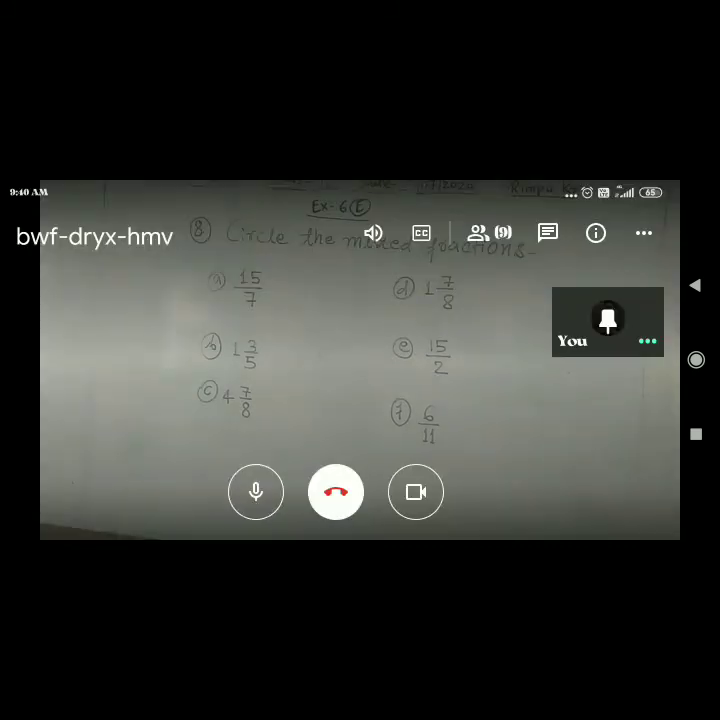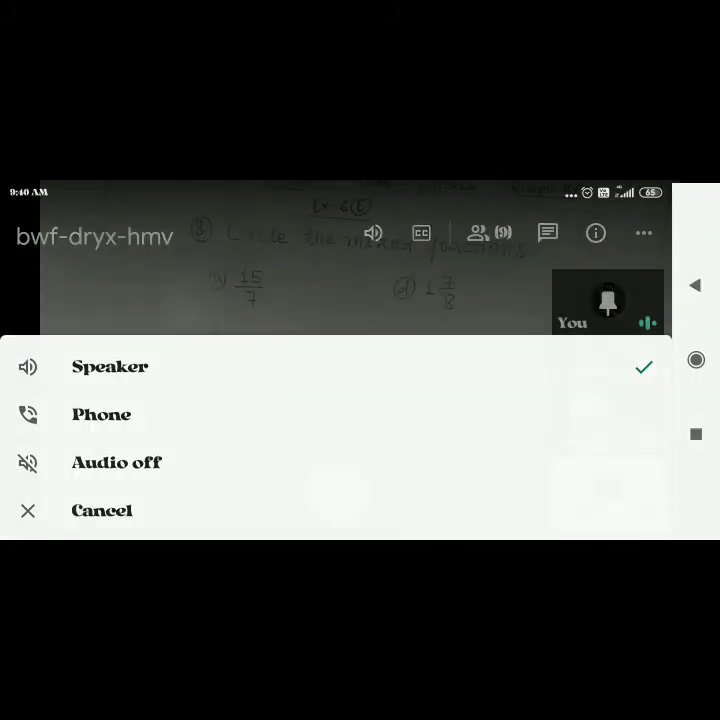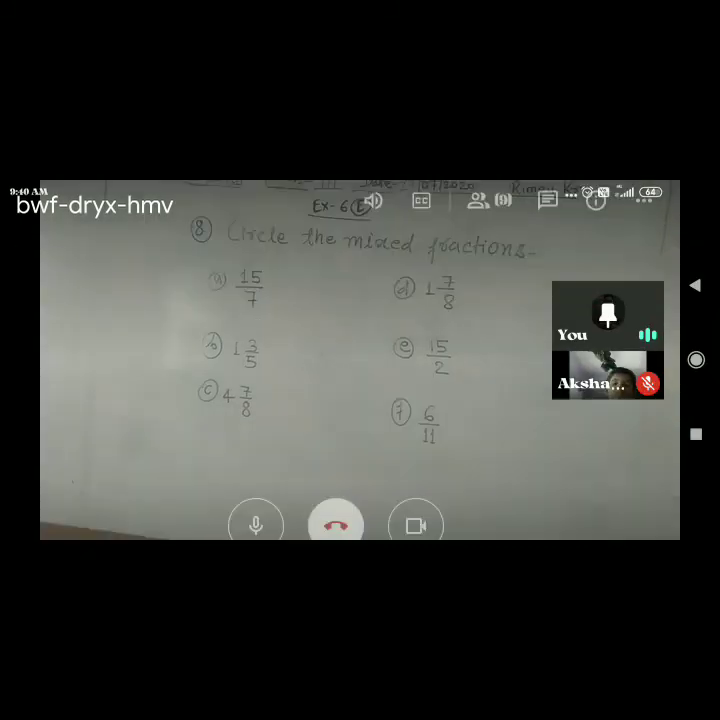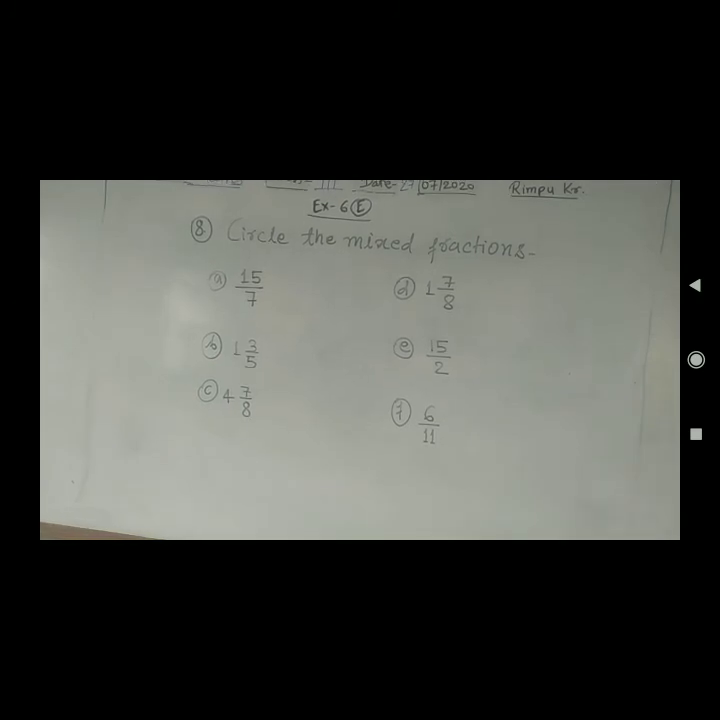Excuse me. Wait. Now, speak. Yes, sir. Speak loudly, please. Mixed fraction is a type of fraction in which a whole number is present with a proper fraction, is called mixed fraction. Example 3 whole 1 by 2, 2 by 5, 4 whole 1 by 2.